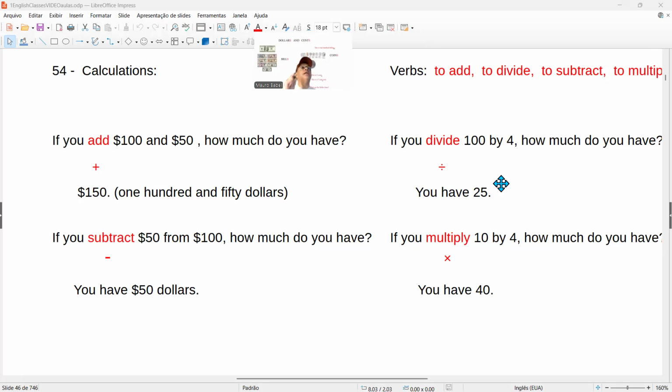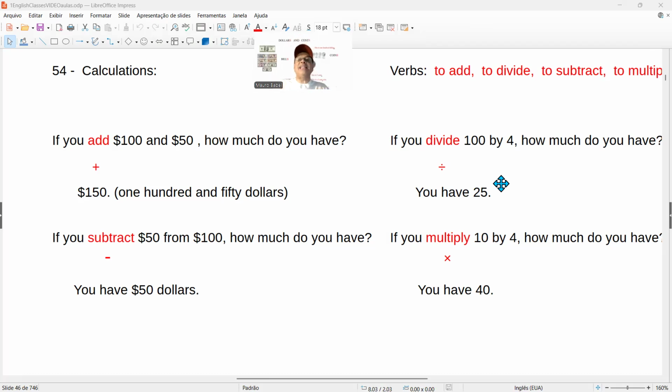If you divide, resposta completa agora, tá? If you divide 500 by 5, how much do you have? Perfect. If you divide 500 by 5, you have 100. Perfect. If you divide $1 by 2, how much do you have? You have 50 cents. Perfect.